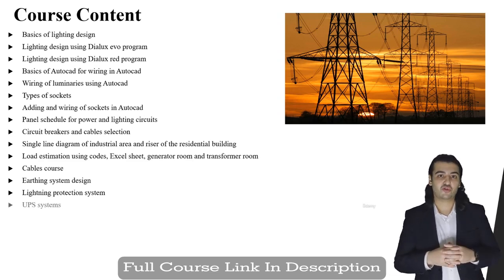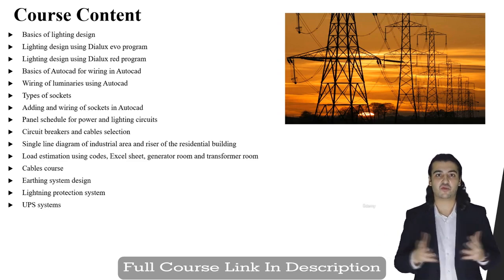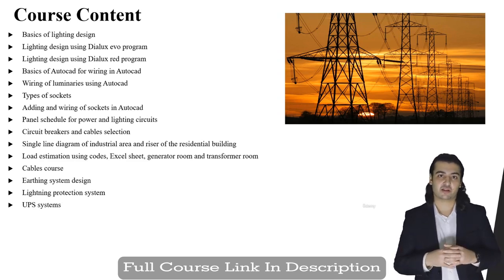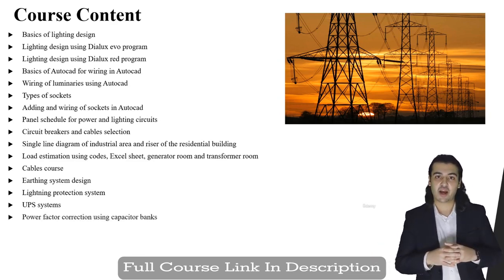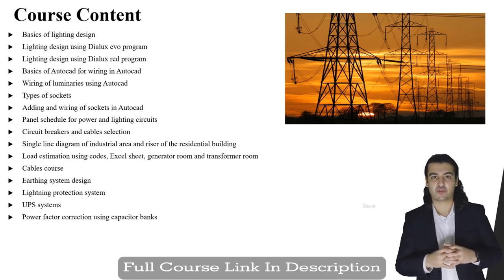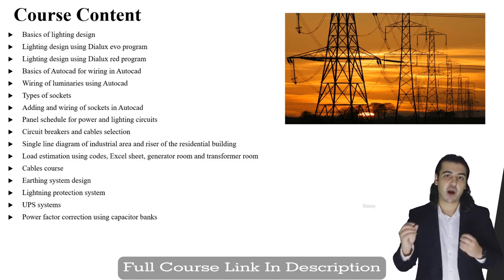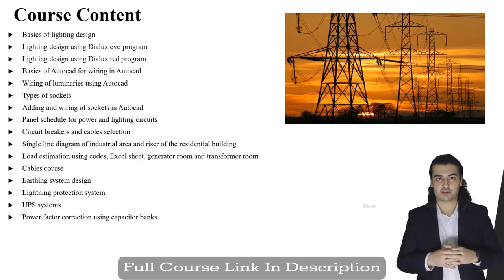Then we will go to the UPS section. We will discuss the UPS or the uninterruptible power supplies. We will discuss their different types and how we can select them. Then we will talk about the power factor correction. How can we use the capacitors in order to improve our power factor, for example, in a factory. How can we do this, and how can we select the capacitors using tables.